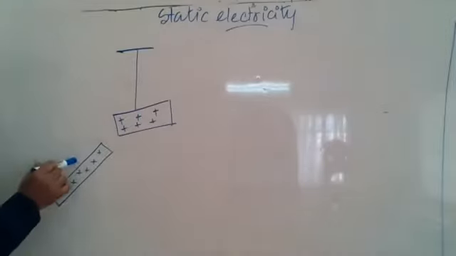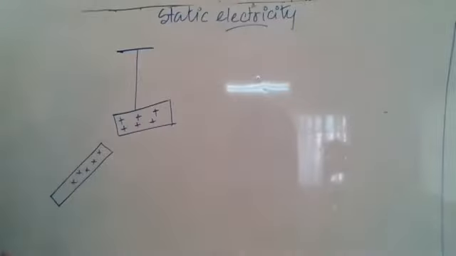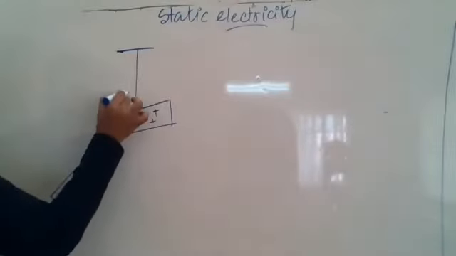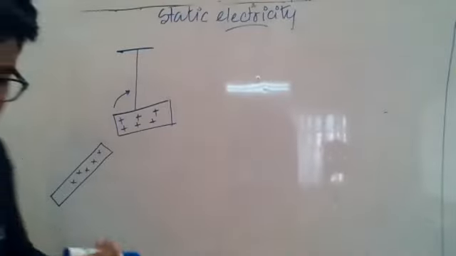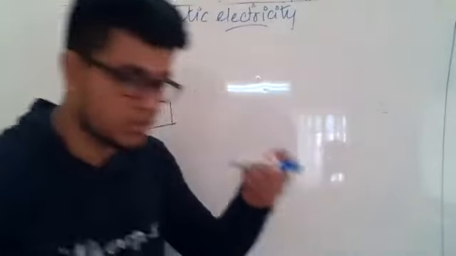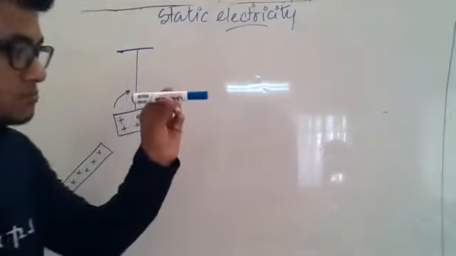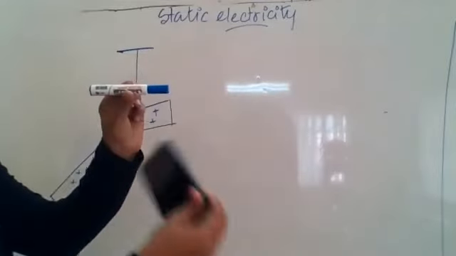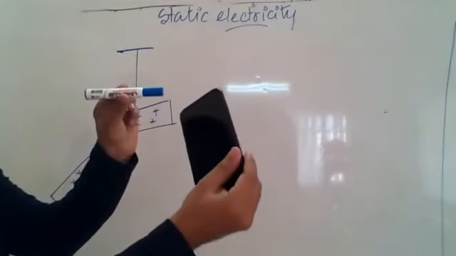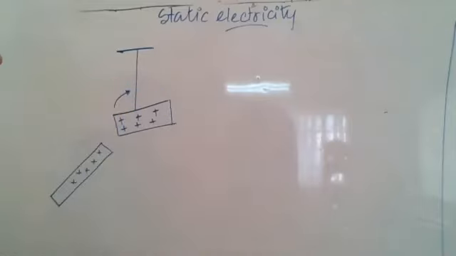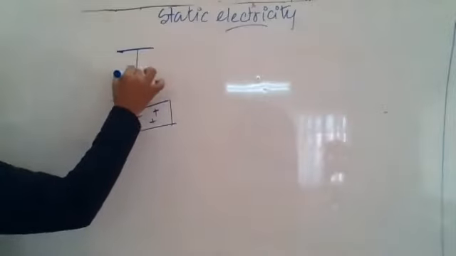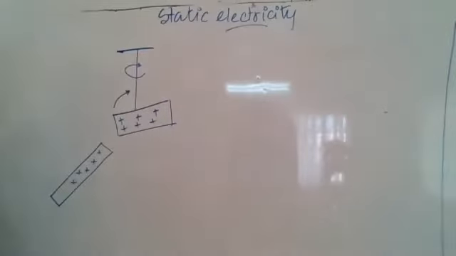So this positive charge will repulse this positive charge and make it move in that direction. I will show you with an example. Let us say this is a positively charged glass and this is a positively charged glass. If I bring it closer to this one, it will move away. It will turn in this way.